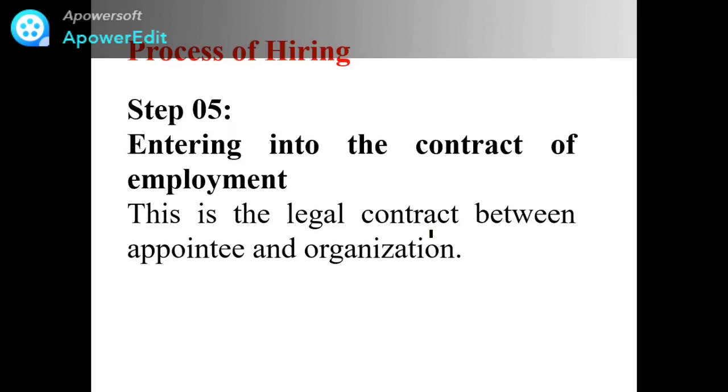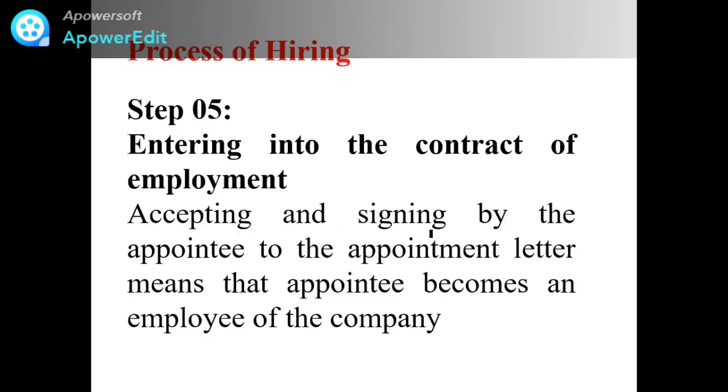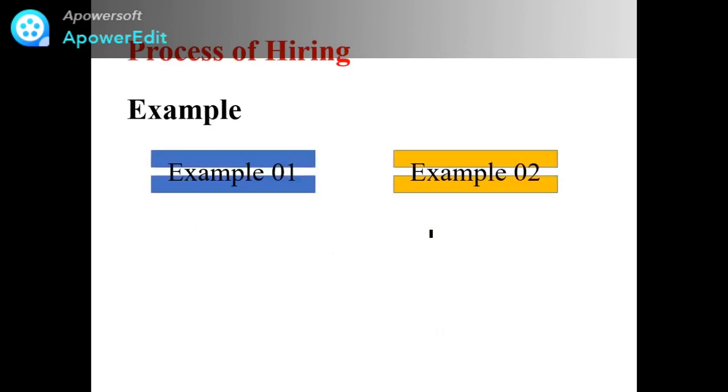After putting the signature and sending it to the organization, there is a legal bond between the organization and the candidate. Then the candidate becomes an employee, and the organization accepts the candidate as an employee. Accepting and signing the appointment letter by the appointee means that the appointee becomes an employee of the company.